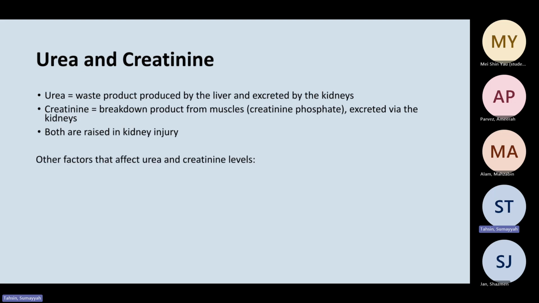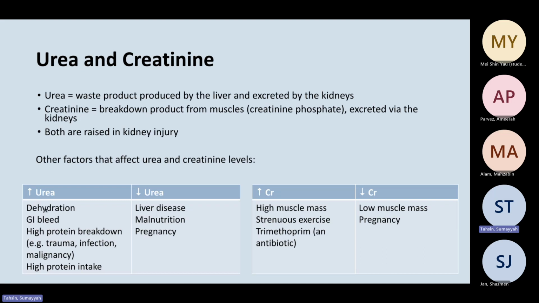There are other factors that also affect the urea and creatinine levels. So for example, urea can be increased if there's dehydration, if there's a GI bleed. That's quite a good marker that somebody is having a GI bleed if their urea is high. If there's high protein breakdown, for example, in trauma, in infection or malignancy, or high protein intake. Urea can be decreased if the patient has liver disease or has malnutrition or is pregnant.